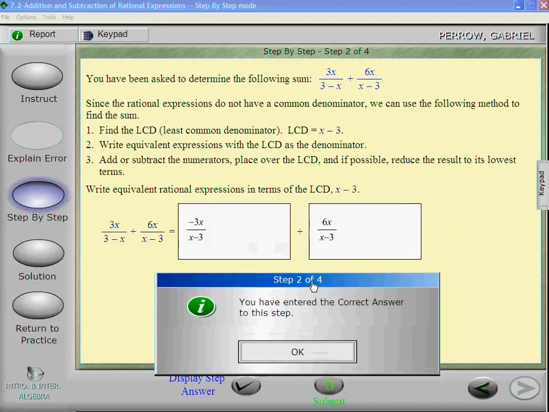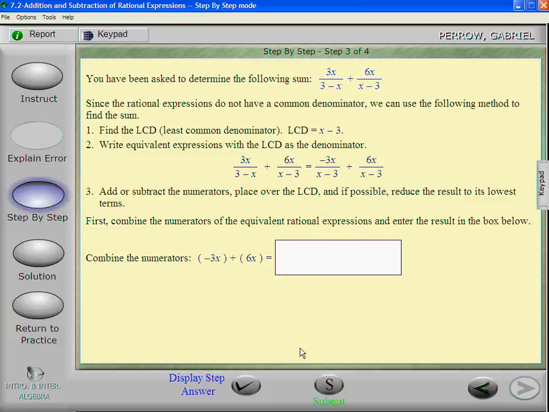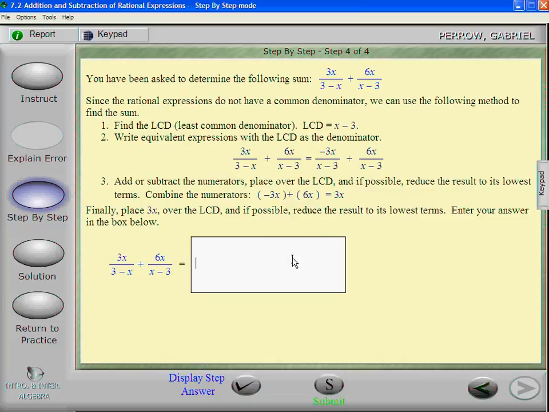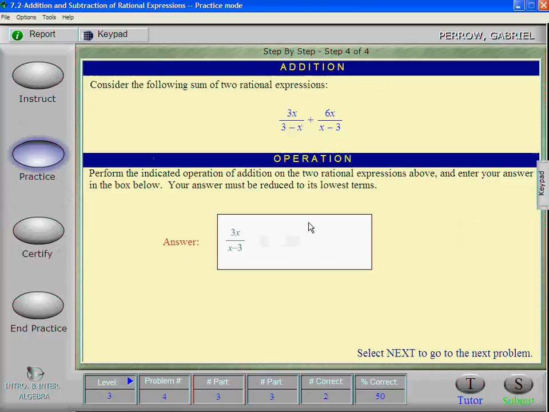Okay, so they like those results, and combine the numerators together. Negative 3x plus 6x gives us 3x. No problem there. And that means our final answer is going to end up being 3x over x take away 3. Okay.